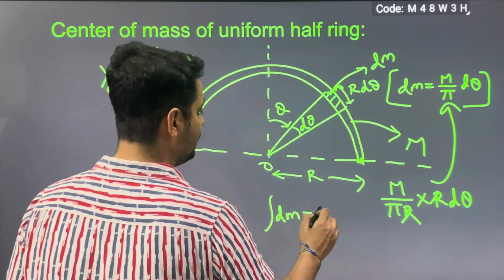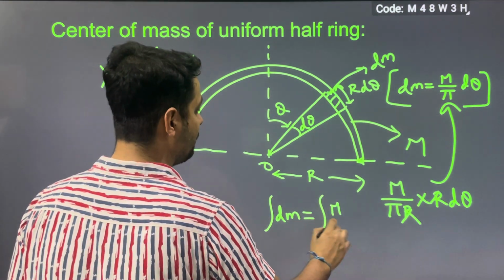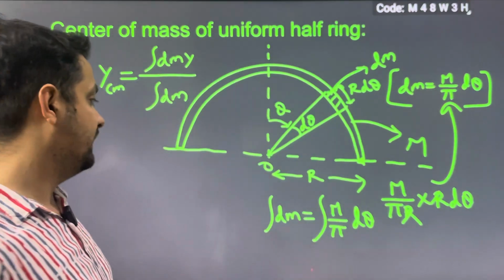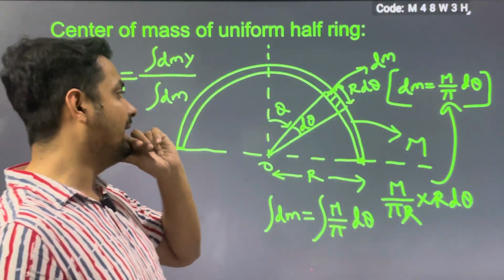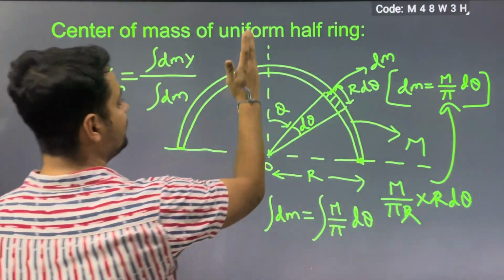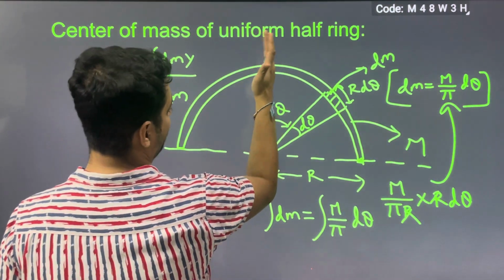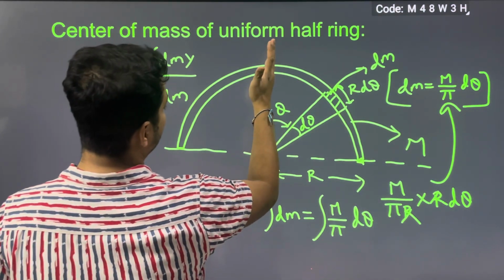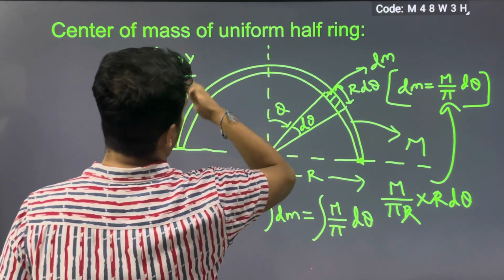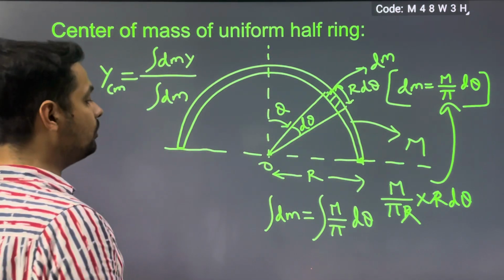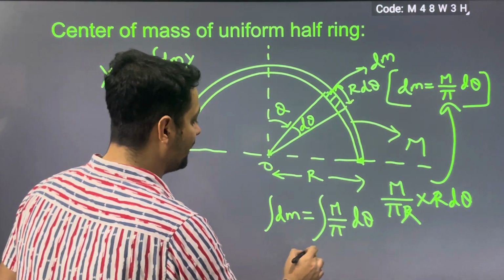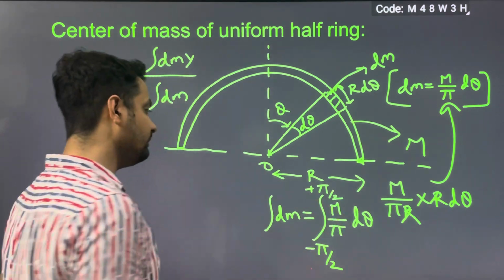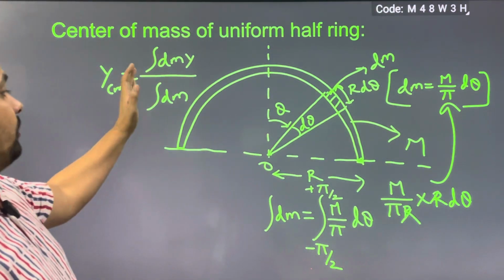So here I will write integration of M by pi d theta when I am writing dm integration. Now here, how will I take theta? Theta is measured from the reference line, this one. At this point it is 0 and it is going to pi by 2. Same way, it's coming from minus pi by 2 to 0 and then 0 to pi by 2. So the limit of theta will be minus pi by 2 to plus pi by 2. Correct? Now we will use this formula and solve this.